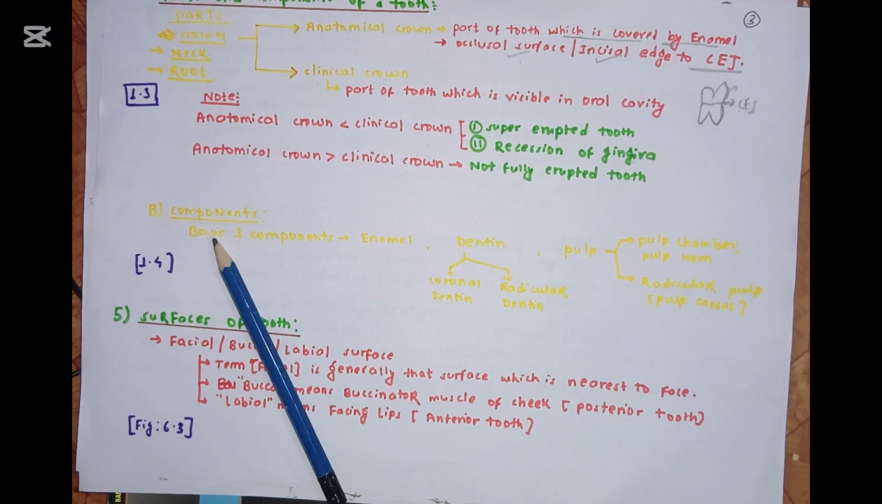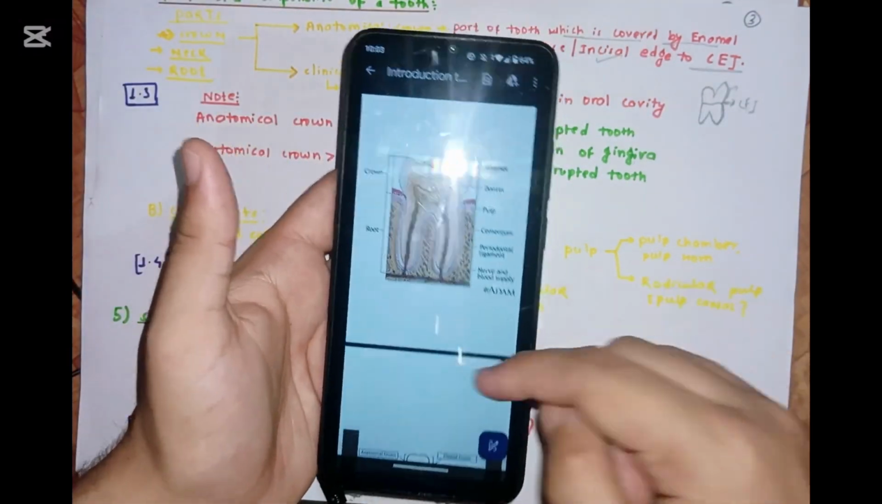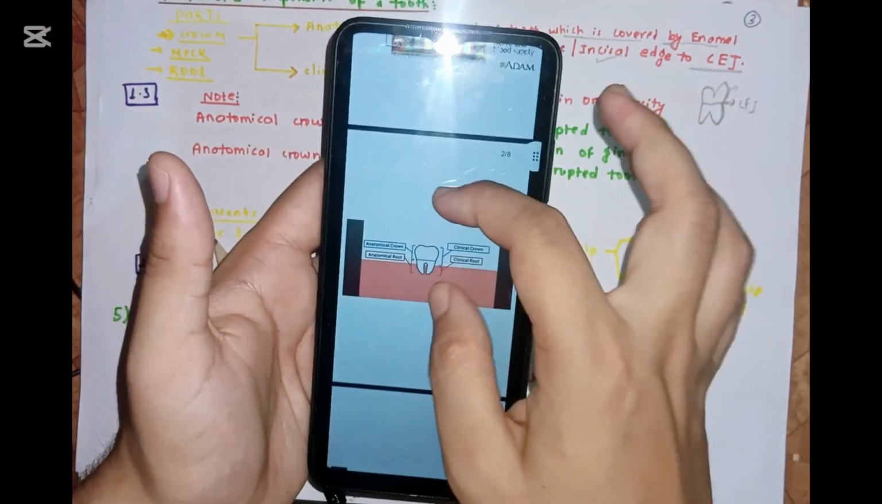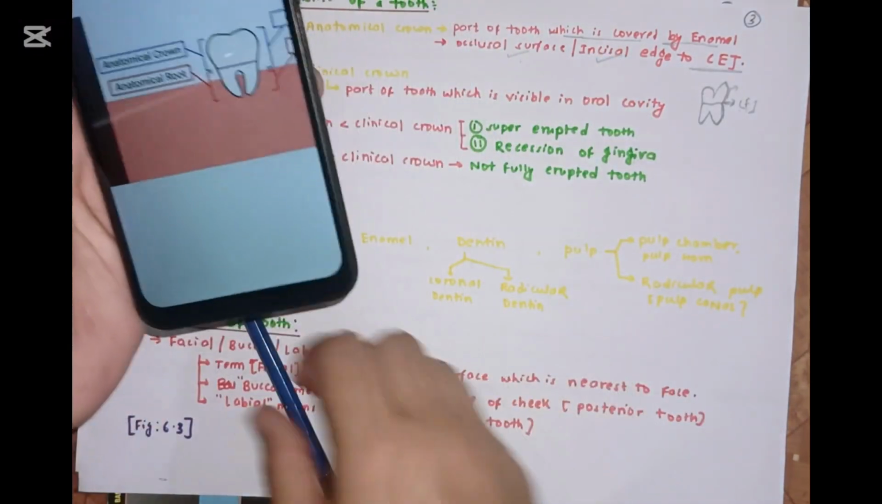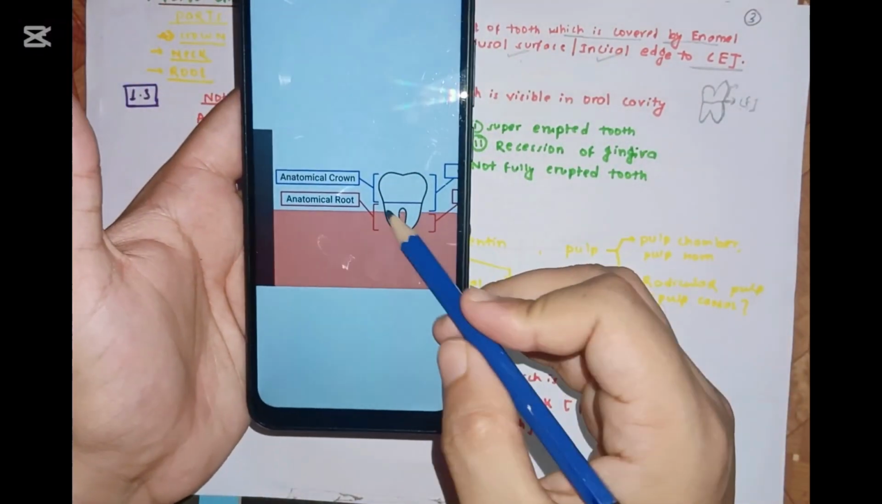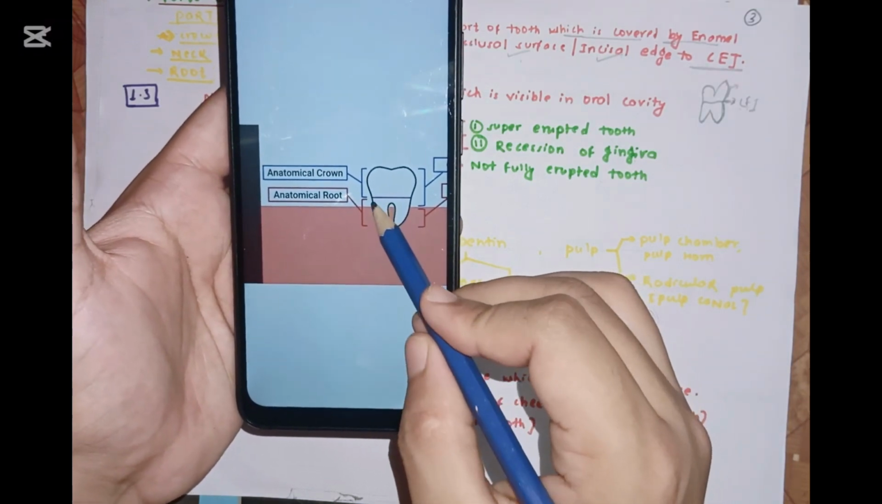Okay, so I want to show you here. Is it visible? Okay, yes, it is visible. Now we can see here that this is the cemento-enamel junction between the enamel and the cementum.